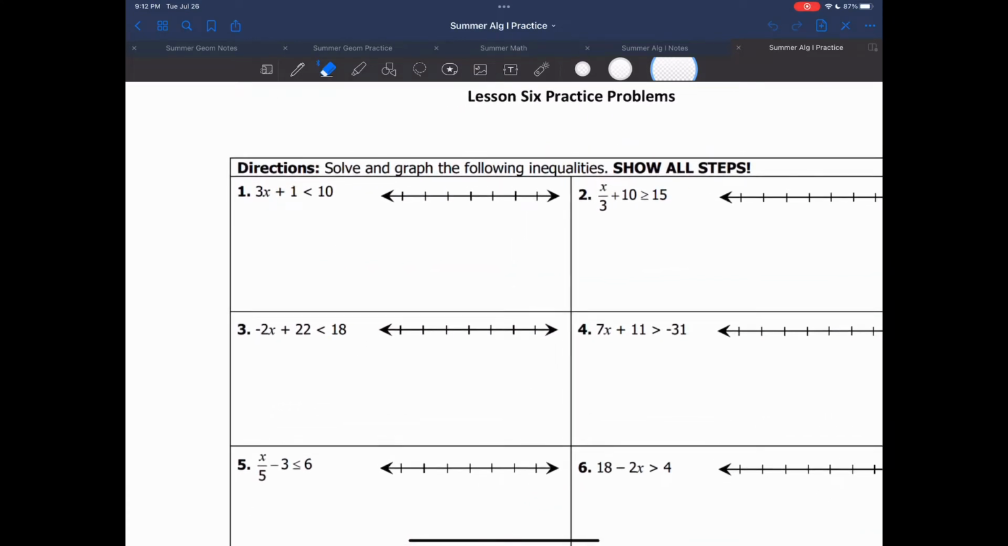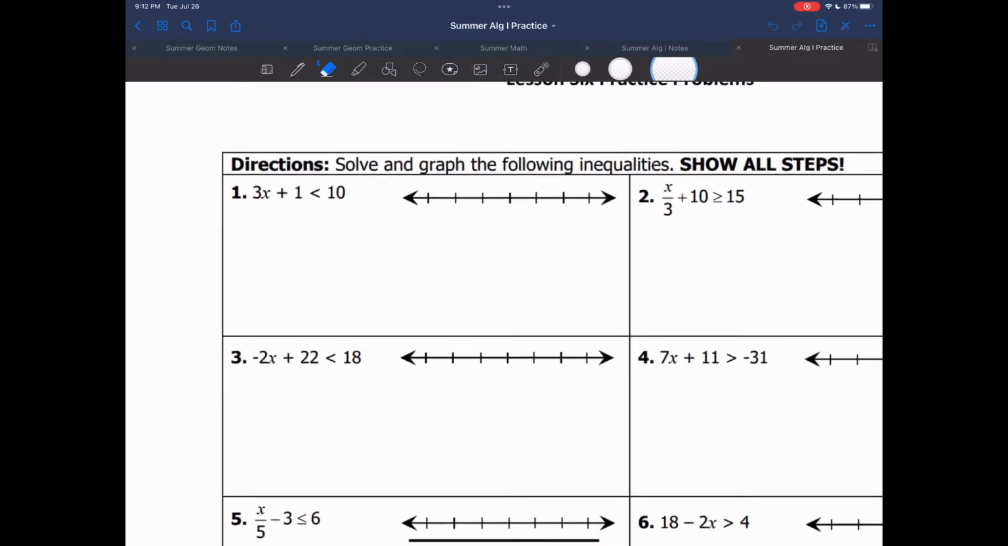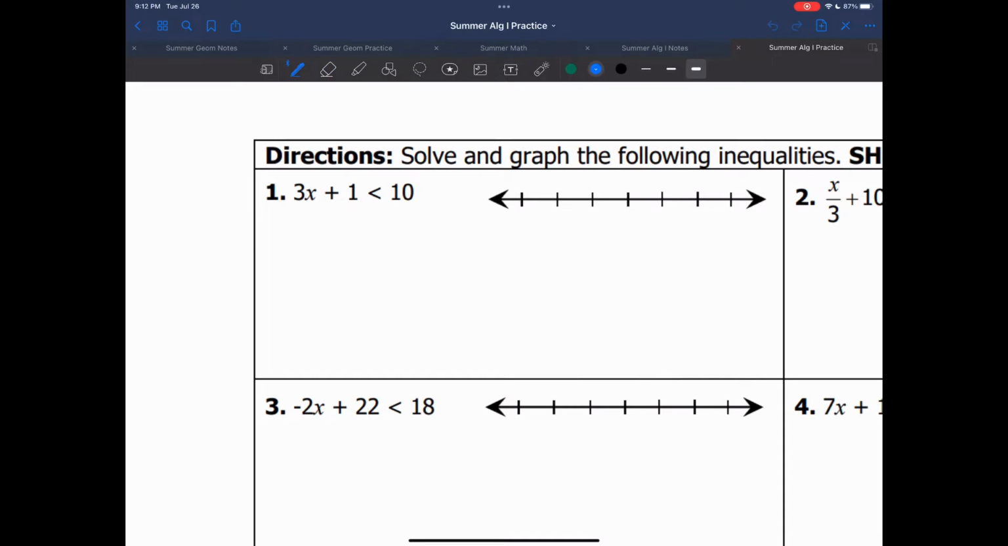Number 1 says solve and graph the following inequalities, show all steps. Okay, so let's go ahead and solve for x first. Let's subtract 1 from both sides first. So we get 3x is less than 9, 10 minus 1. And then we are just dividing both sides by 3, and it's a positive 3, so we don't have to flip any signs or anything. So we get x is less than 9 divided by 3, which is just 3.